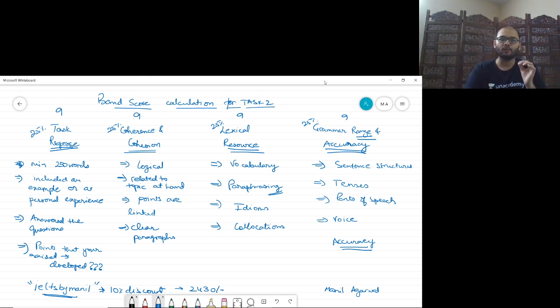Once again, they will give you a band score on each of these 4. They will add up your score for all 4 and divide it by 4. So 25% marks for each parameter. So that is task 2.